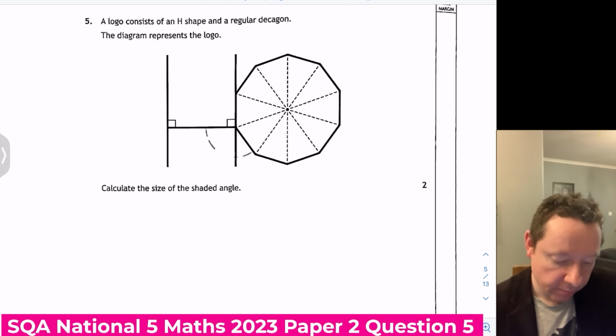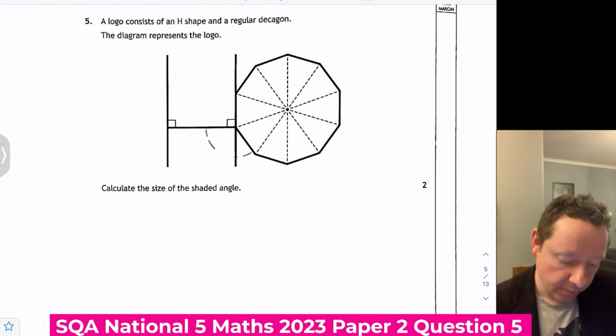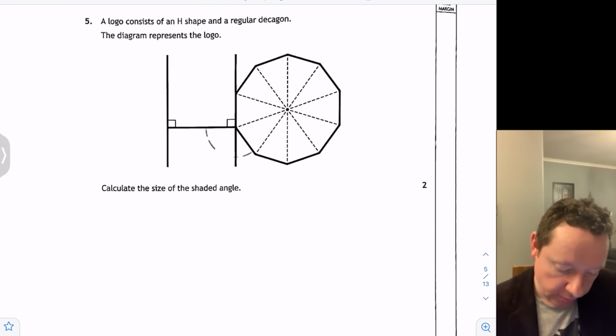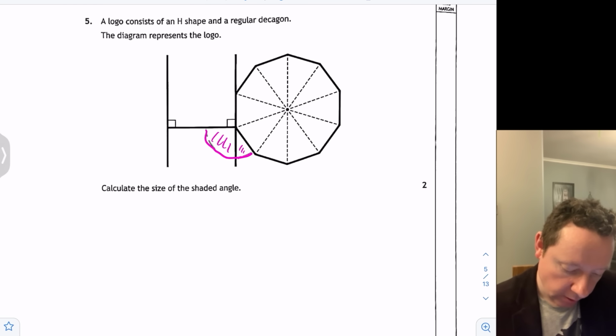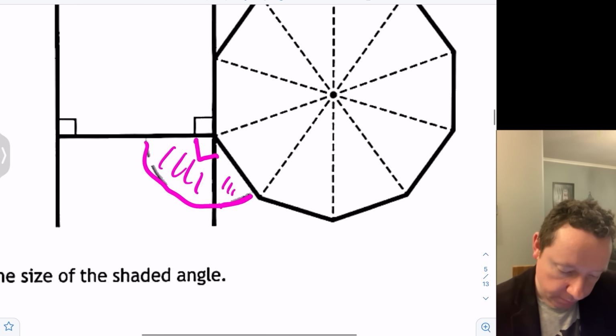Question 5. The logo consists of an H shape and a regular decagon, 10 sides, deca. The diagram represents the logo. Calculate the size of the shaded angle, which goes from here to here in this diagram, okay? So the first part's easy, that's a right angle. But the next part, we need to calculate the size in here.